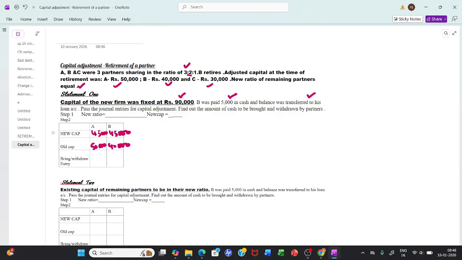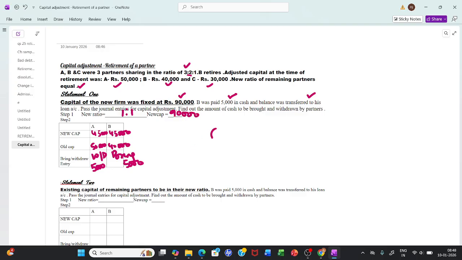What does this mean? A wants it to be 45 only and it is 50, so he will withdraw 5,000. Whereas B's old is 40, it has to be 45. He has to bring in 5,000. This is a new ratio, this is a new capital.